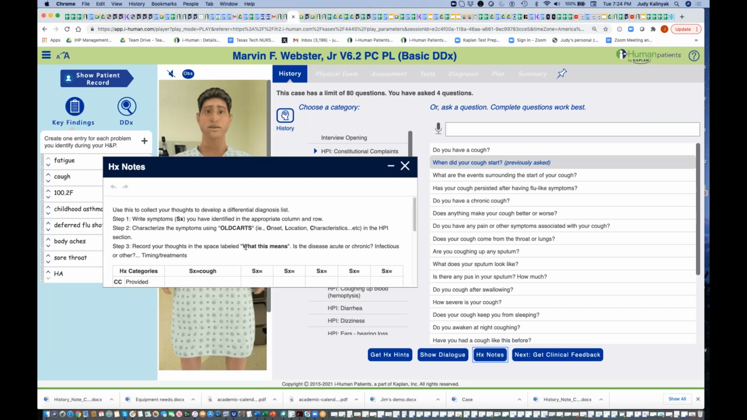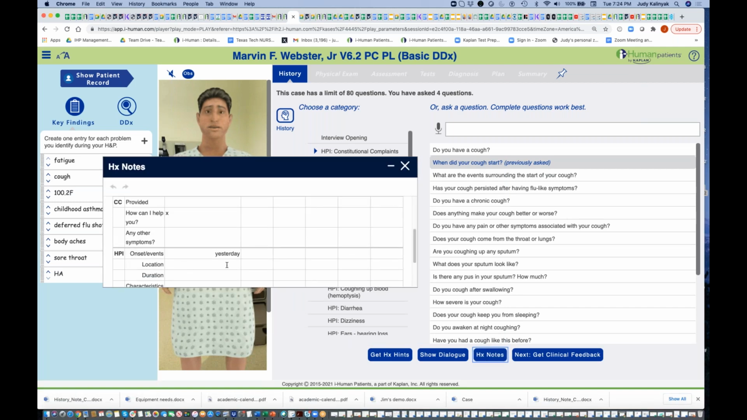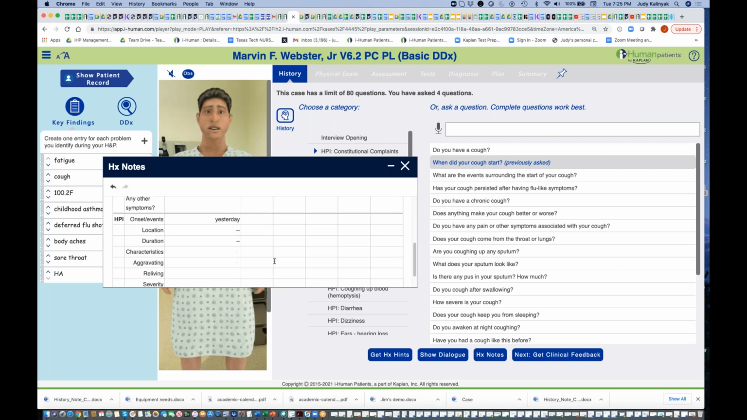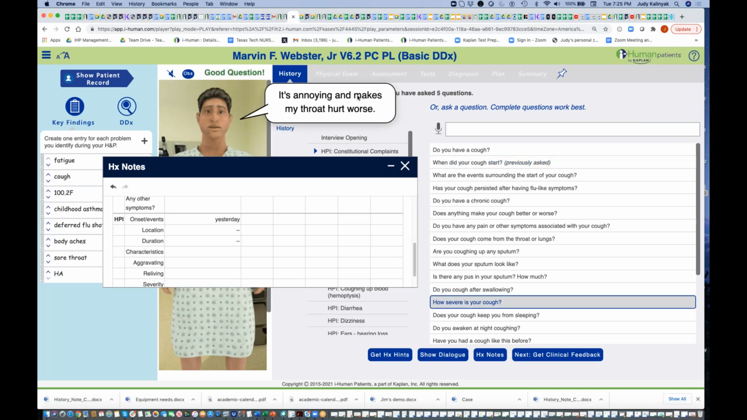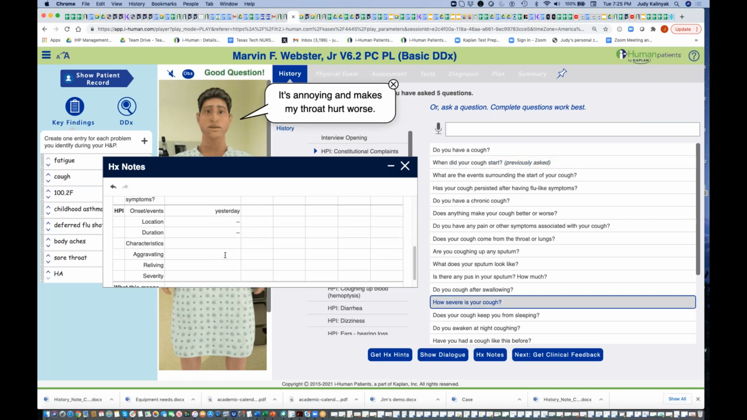The more I fill out this history note card, it's now saying, well, the location, I sort of know that's probably not, it's the throat. Duration, it started yesterday. That's also short, but I might want to ask, is it dry? And so, oops, I don't want to put it there, but I might ask here, how severe is your cough? And it's annoying. So if I go down here, I would just put down that it's annoying. So it doesn't look like it's that severe.